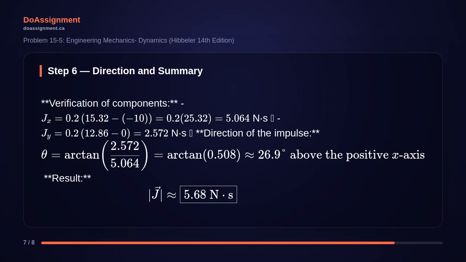The direction of the impulse is the arctangent of 2.572 divided by 5.064, which is approximately 26.9 degrees above the positive x-axis. The net impulse exerted by the hockey stick on the puck has a magnitude of approximately 5.68 Newton seconds directed to the upper right. This makes physical sense because the stick both reversed the puck's leftward motion and redirected it upward and to the right.